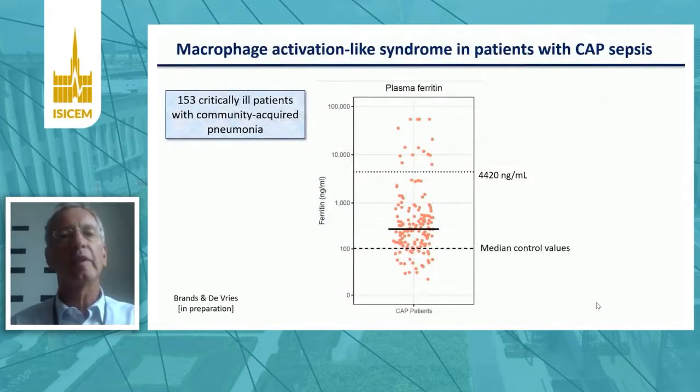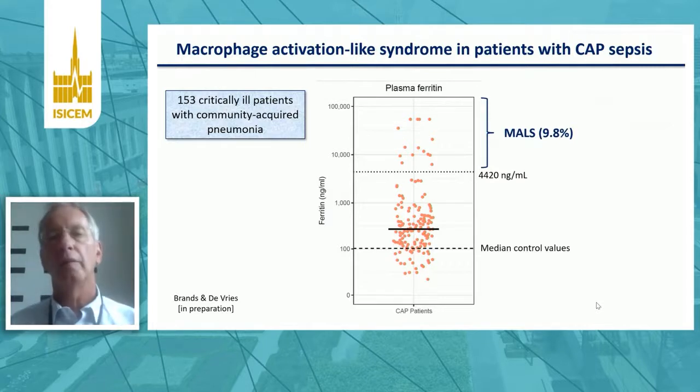We also looked a little bit at the meaning of having such a highly elevated ferritin level in patients with community-acquired pneumonia admitted to the ICU. And this is a study done by Xanthe Brands and Floris de Vries in my own laboratory, looking at 153 critically ill ICU patients with community-acquired pneumonia. And approximately 10% of those patients fulfilled the criteria of macrophage activation-like syndrome based on very high ferritin levels in the cutoff used also by Mihai Netea and Evangelos.